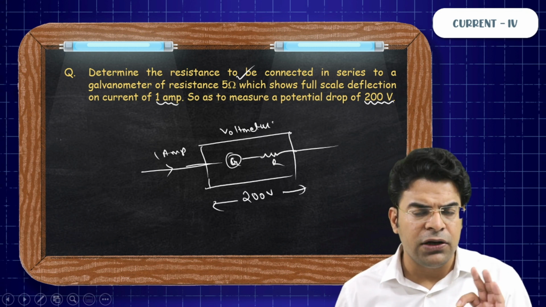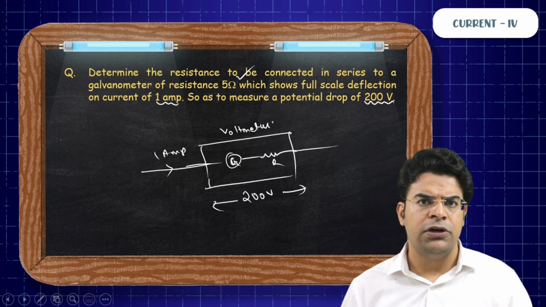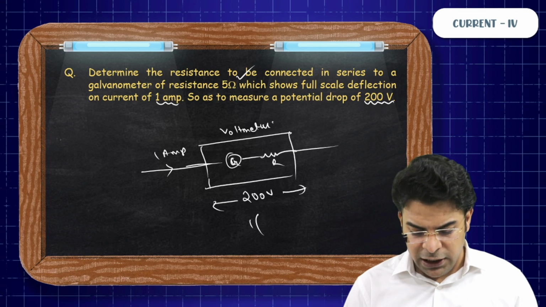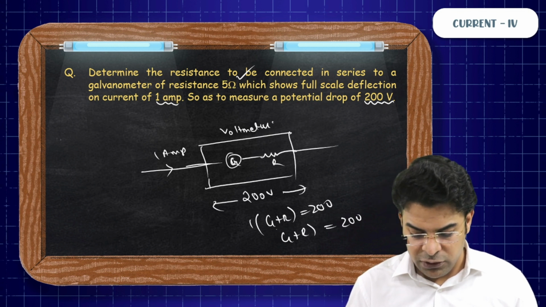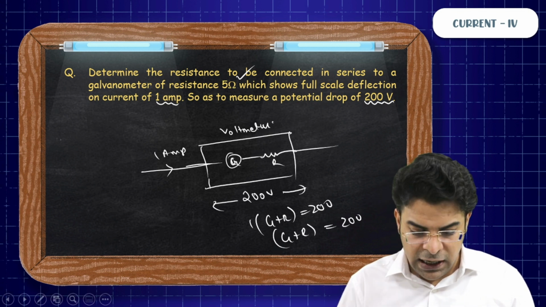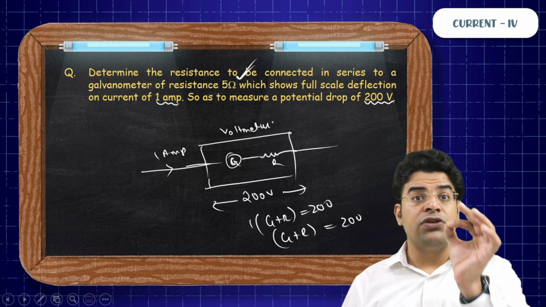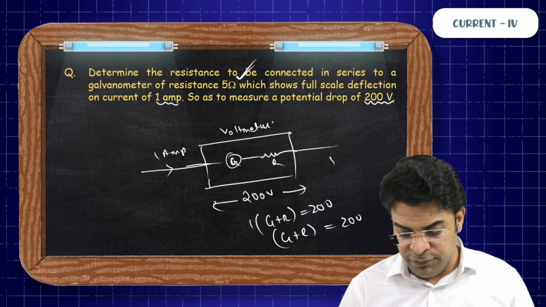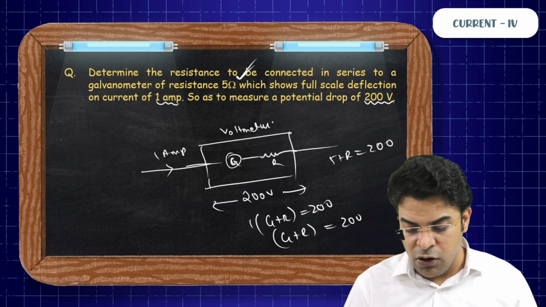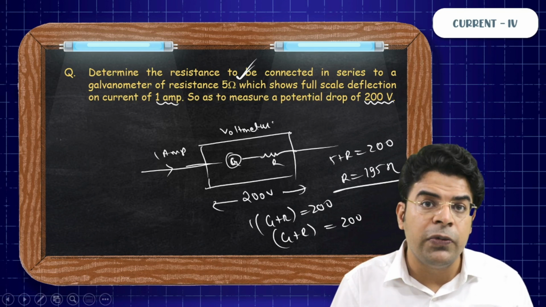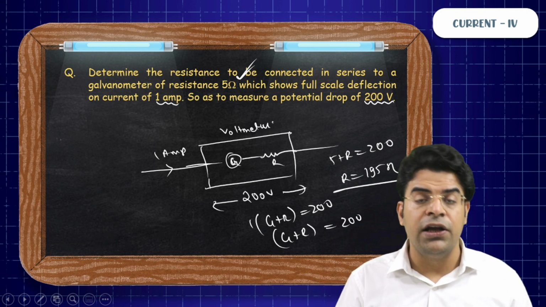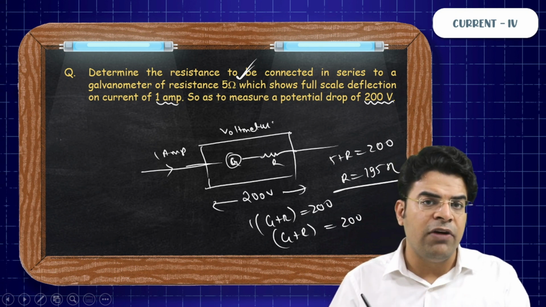Right? This is the idea. No need to remember any formula here. So you will say simply 1 into G plus R equals 200. So G plus R equals 200. 200 divided by 1 is 200. And they have given you that the resistance of galvanometer is 5. So 5 plus R equals 200, or the series resistance required is 195 ohm. This is how simple questions are of converting galvanometer to ammeter and galvanometer to voltmeter.